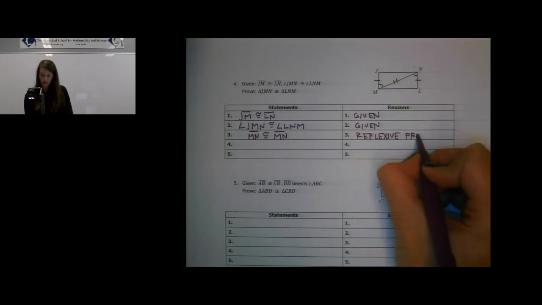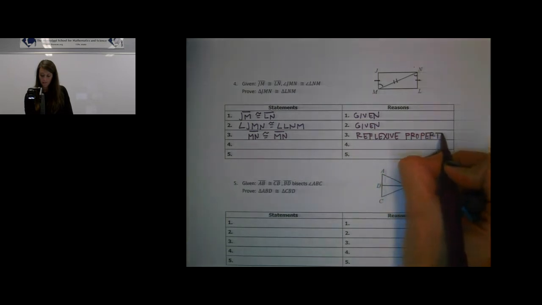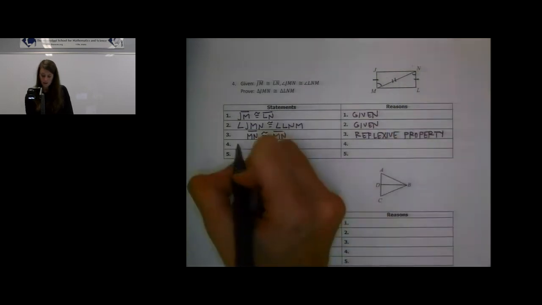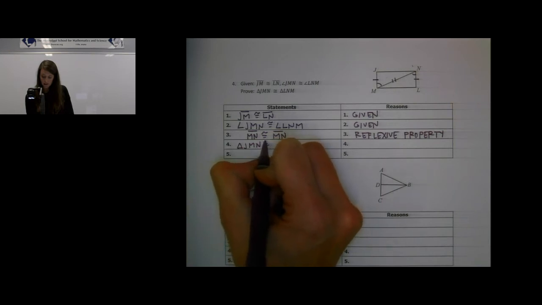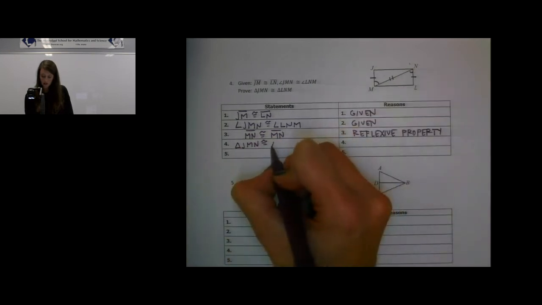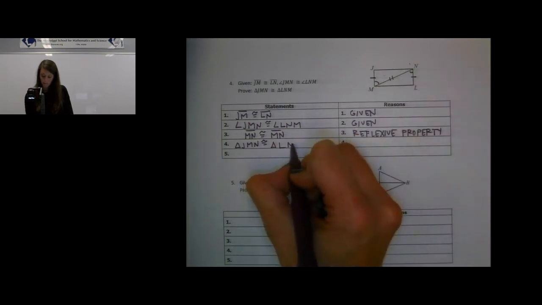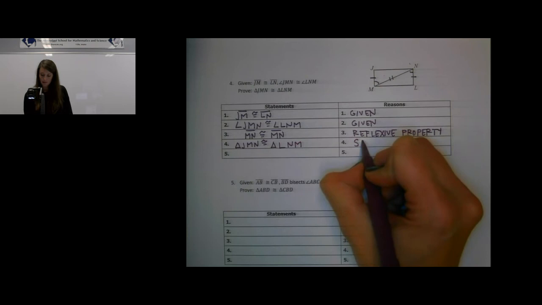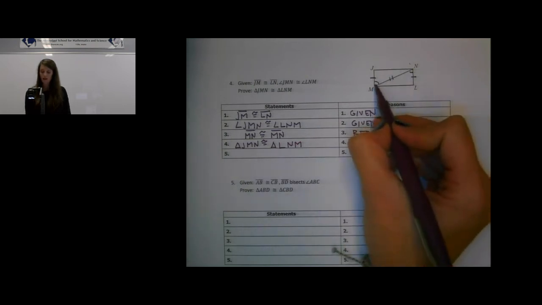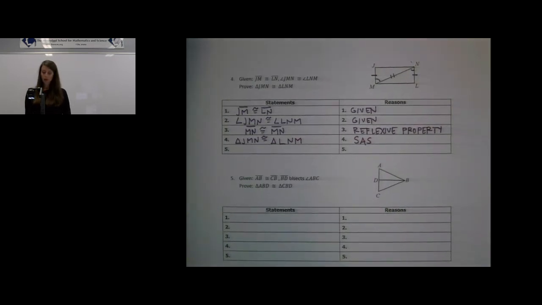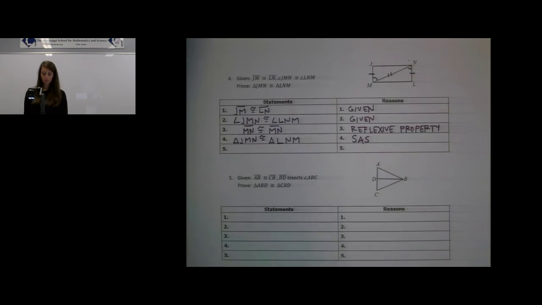So, therefore now I've got side, angle, side here, side, angle, side. So that means that triangle JMN is going to be congruent to, I'm sorry, LNM. Okay, and that is by SAS because it's side, angle, side, side, angle, side. Okay? All right, y'all try to do number 5 for me.